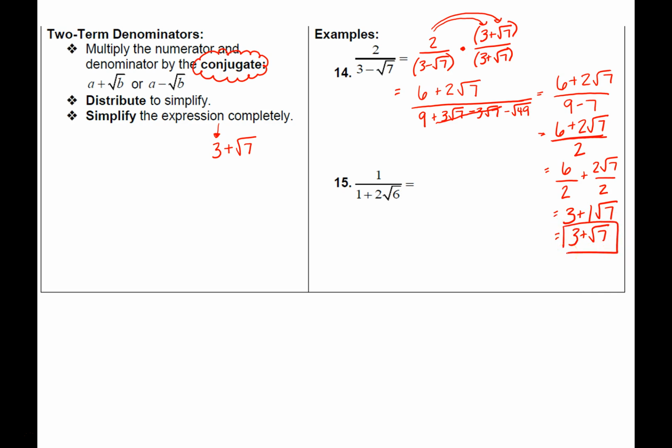Let's do one more of those because I know that that's a hard problem and all of this division is kind of a lot to think about. So first let's think about what the conjugate is. If I have in my denominator 1 plus 2 square roots of 6, the conjugate would be 1 minus 2 square roots of 6. So that's what I'm going to multiply by on top and on bottom.